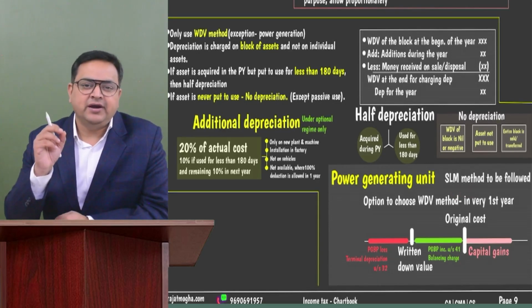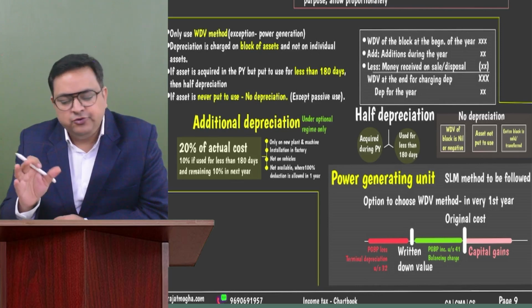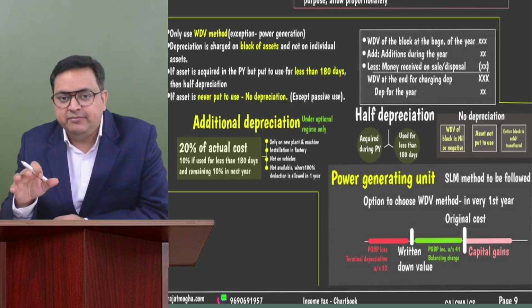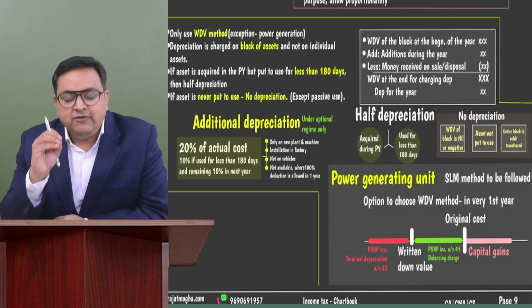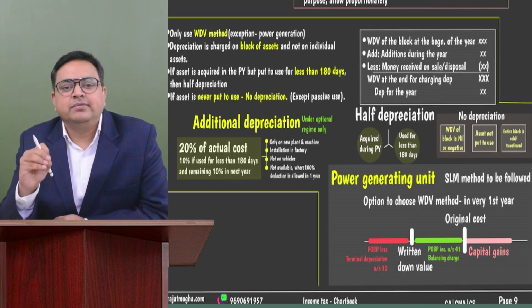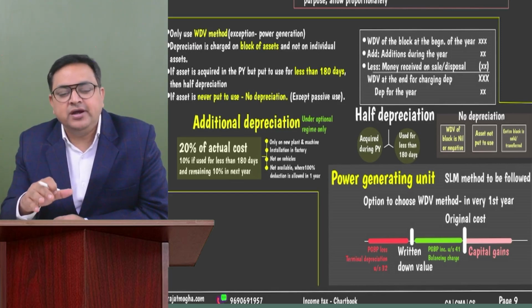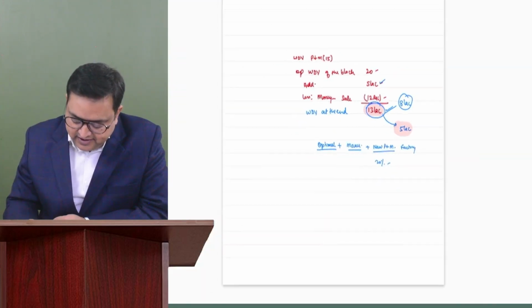For power generating unit, SLM method is allowed. What is the rate of depreciation? Question will give it to you, right? You don't have to learn it. Although they will not ask you to compute the depreciation, what they can ask is that if you are computing SLM basis depreciation on any asset for a power generating unit, and now the asset is getting sold, then what would be the treatment? See, it's again very easy.